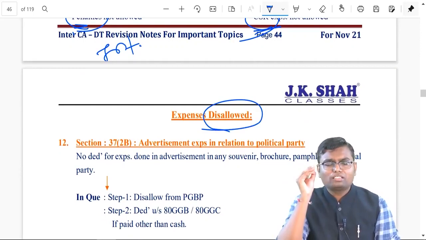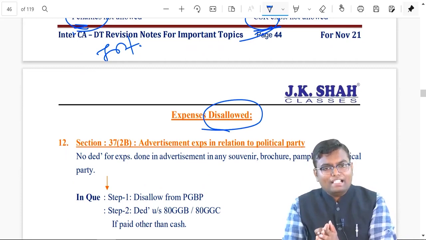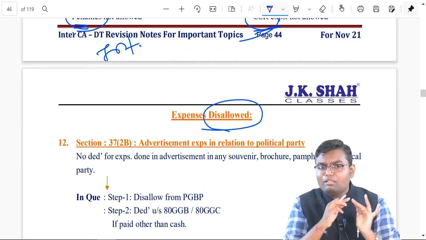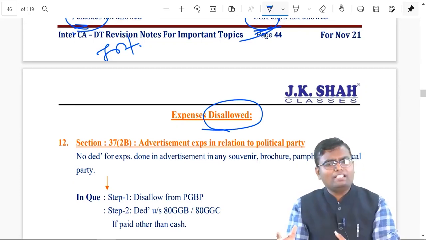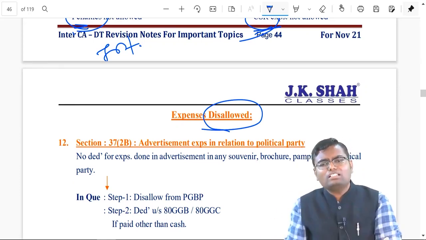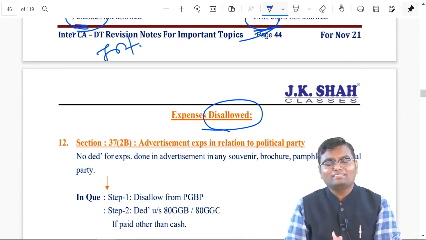Let me be very much clear. If this kind of expenditure is debited to P&L, then while computing the PGBP income, you have to add back. But if this kind of expenditure is not debited to P&L, kindly ignore that. It is already not deducted. You will not add it back again.